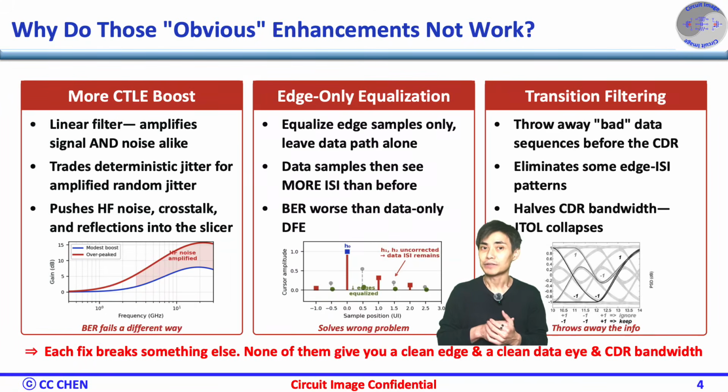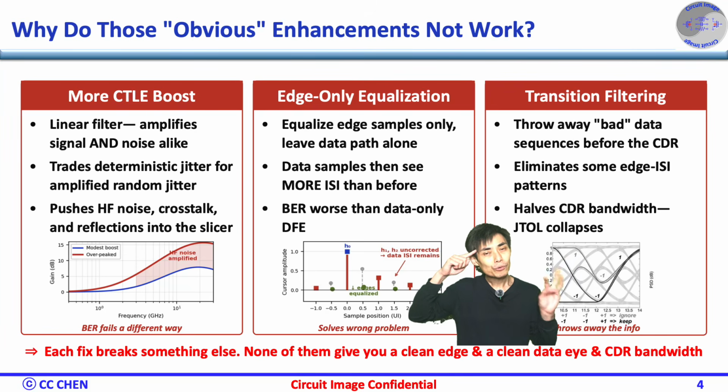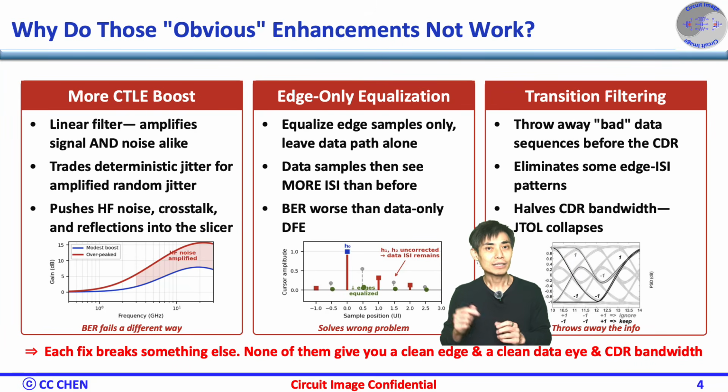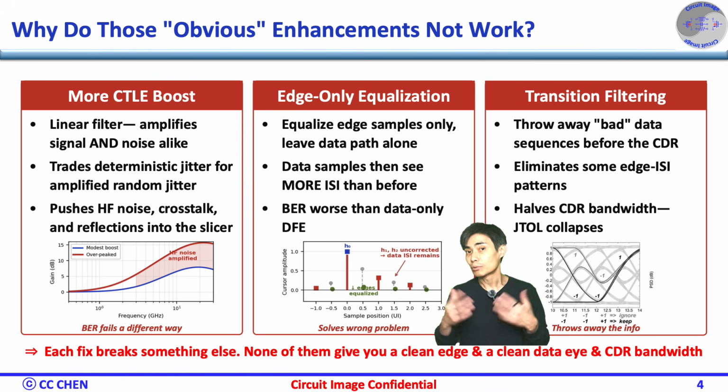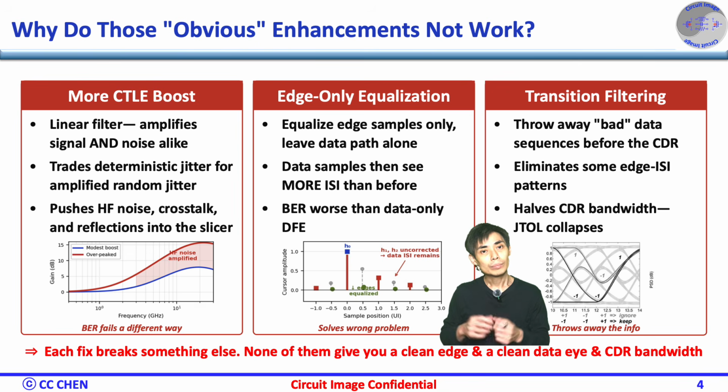Before using Edge DFE, we may think about three simple fixes. The first idea is more CTLE boost. This can make the waveform sharper, but CTLE is a linear filter. It boosts signal and noise together, so high-frequency noise, crosstalk, and reflection can also be amplified. We may reduce deterministic ISI, but we may increase random noise, so bit error rate can still fail, just for different reasons.